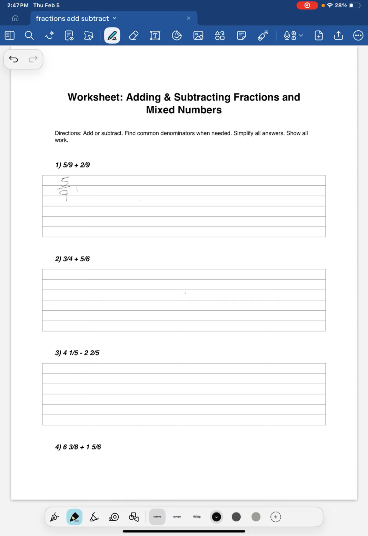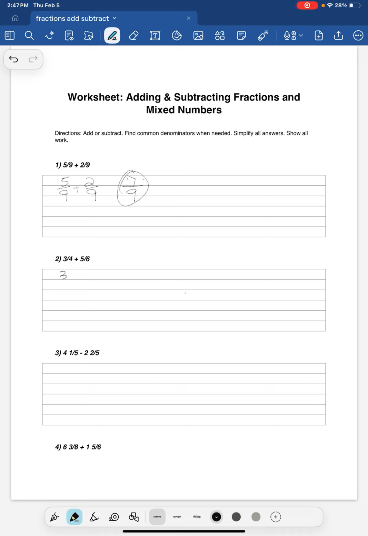Okay, this first one is very simple. We just have 5/9 plus 2/9. So that's nothing. The 9 is the same. The denominator does not change. 5 and 2 is 7. We talked about last time 7 is a prime number, so you know this is your answer.